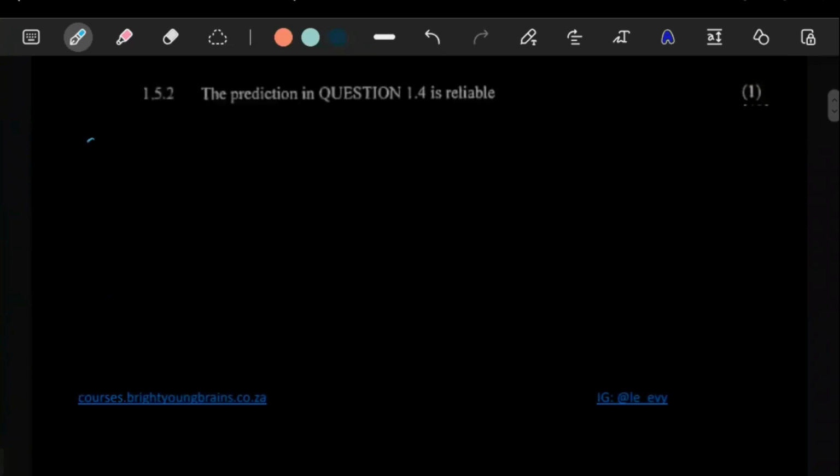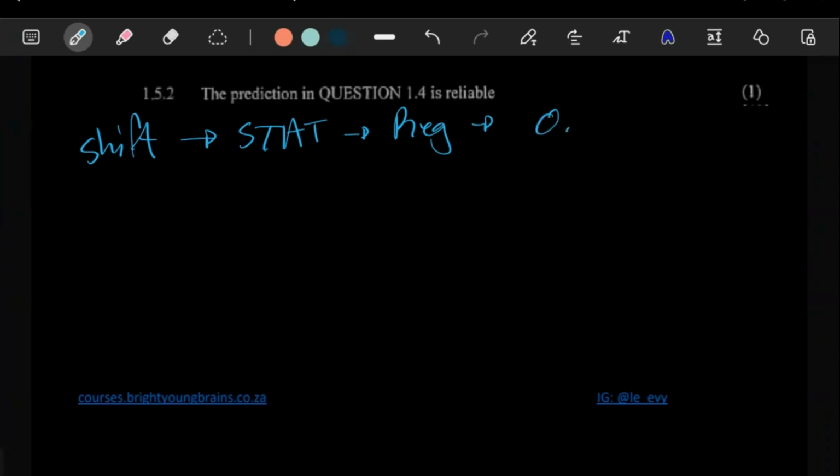Shift, Stat, and then Reg. Let's see here, 5, R is like 3. The correlation coefficient there is like 0.98, so that's quite high, you see. So the value of R here is 0.95.